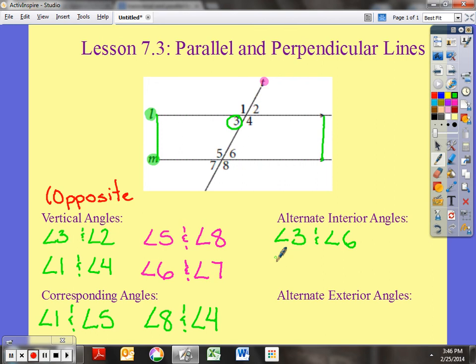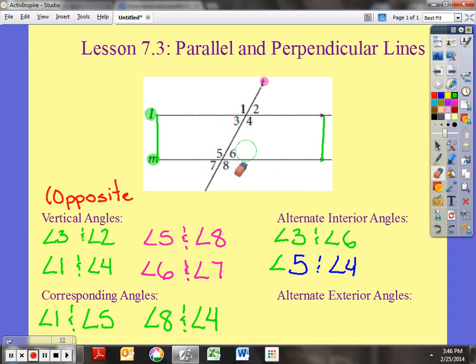The other set of alternate interior angles would be, let's circle 6. Well, again, we only have two angles left, angle 5 and angle 4. They are alternating sides of the transversal, and they are both inside of this box. So we have angle 5 and angle 4 are alternate interior angles.